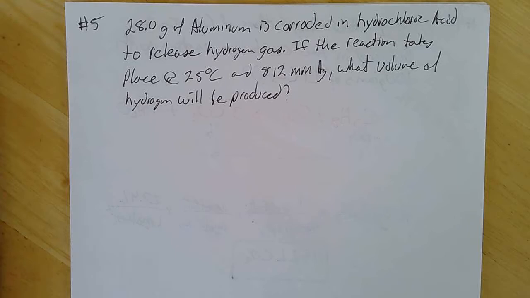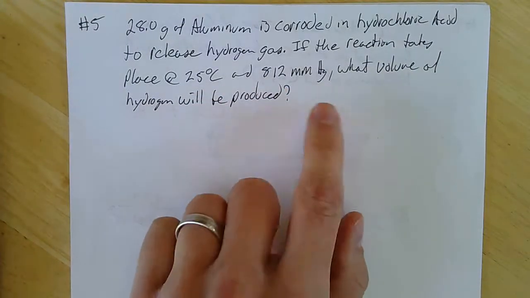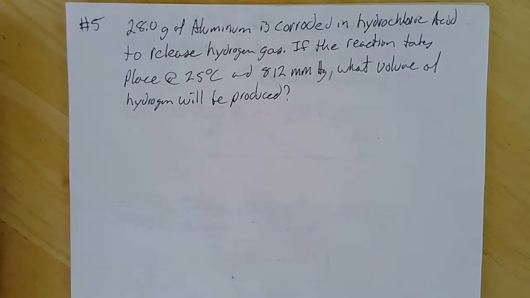So if we have 28 grams of aluminum and it's corroded with hydrochloric acid to release hydrogen gas, if the reaction takes place at 25 degrees Celsius and 812 millimeters mercury, what volume of hydrogen will be produced? The idea is you have to understand we're not at STP. So even if we're looking for volume, we can't go any further. We can't use that 22.4.